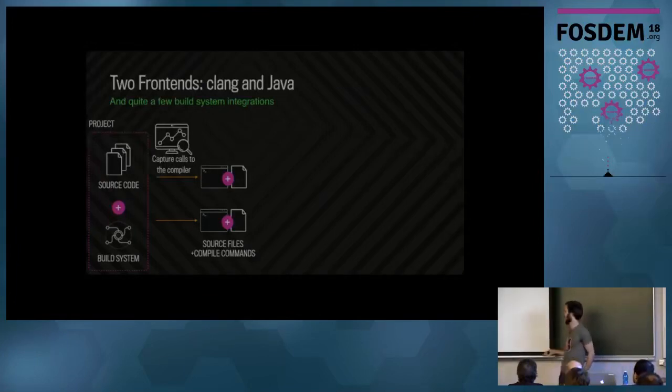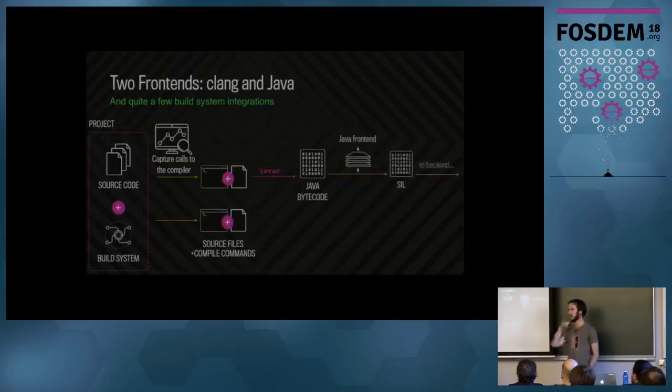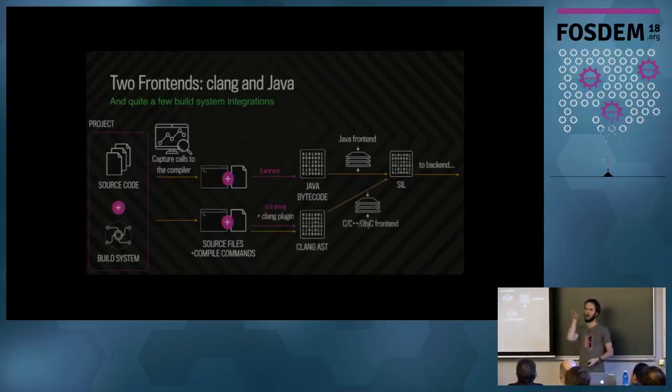But we have integrations for a few build systems, and that works. So if it's a Java file, then we call javac to get Java bytecode. And then our Java frontend actually starts from the bytecode and not the Java source, and translates Java bytecode into SIL. And if it's Clang, then we run Clang to compile the file, and we attach our own Clang plugin that dumps the Clang AST in some serialized format that our front end is able to read from OCaml and translate also into SIL.